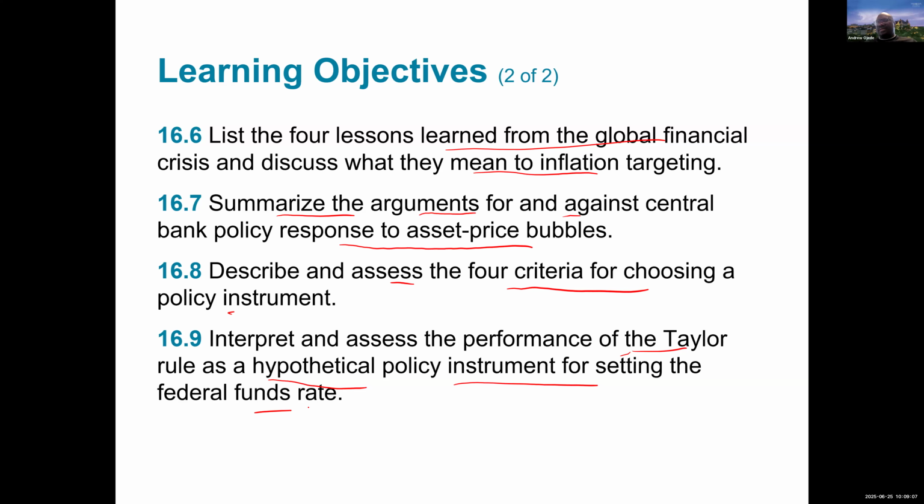So I call it John Taylor, but John Taylor helped put a mathematical formula that you and me and the market can use to predict what the Fed might do to interest rate, whether they're going to increase, decrease, or let the federal funds rate stay the same. So we'll talk about what the Taylor rule is all about, and then assess its performance, compared with what the actual interest rate turned out to be.